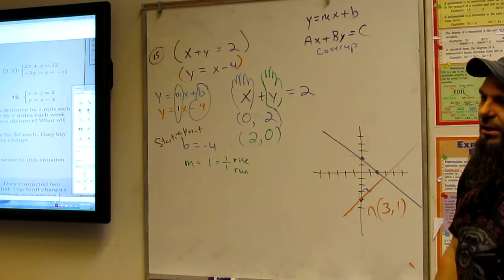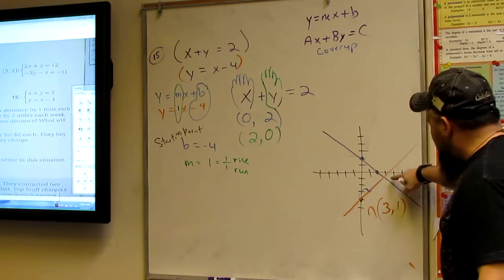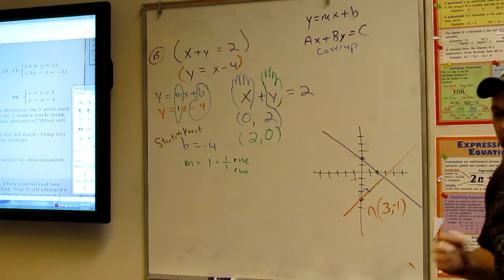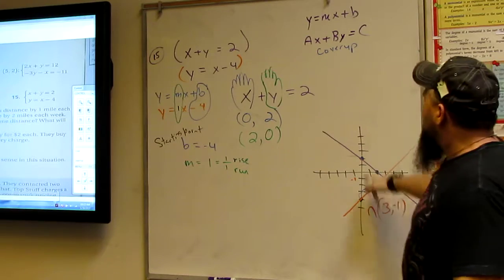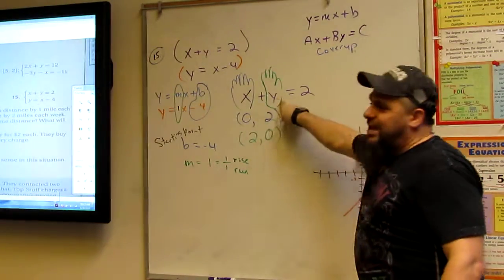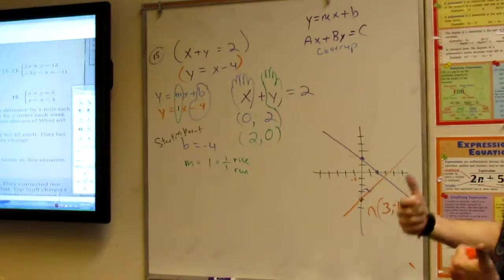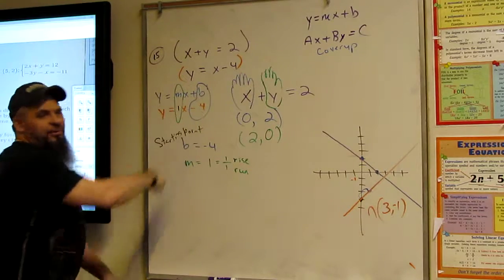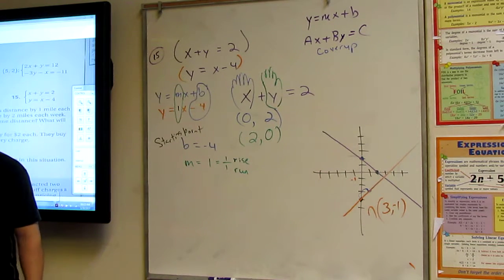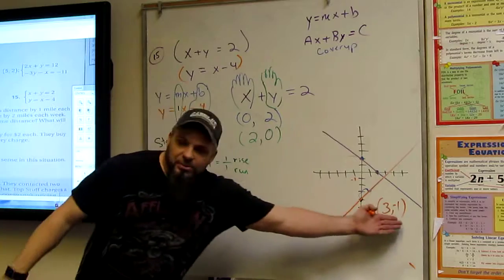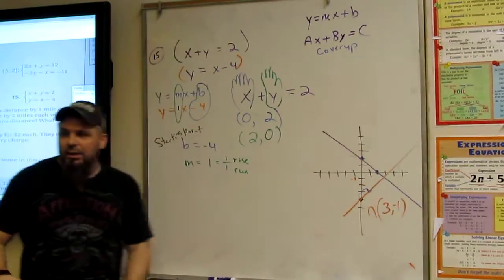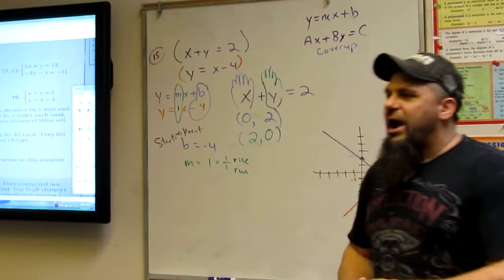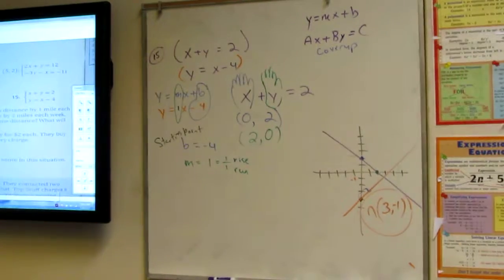How many of you do that? They forget the negative. There's a negative 1. And now when I plug that in, what is 3 plus negative 1? 2. If I plug it into the other equation, what's 3 minus 4? Negative 1, which is what we're supposed to get. That is the point of intersection. We're solving it using graphing. All right, we're almost done.